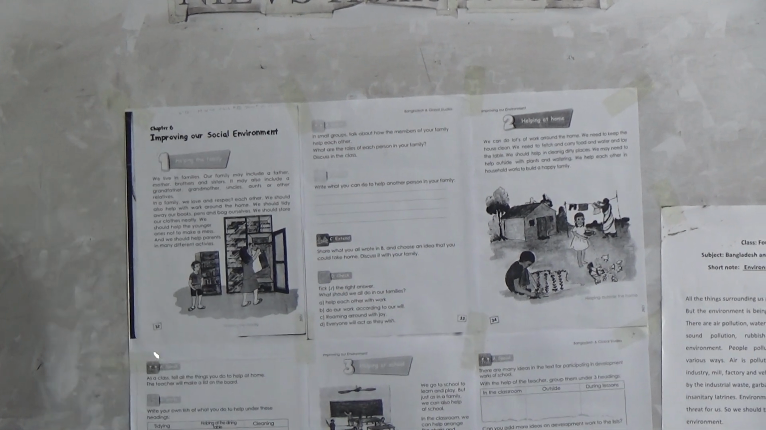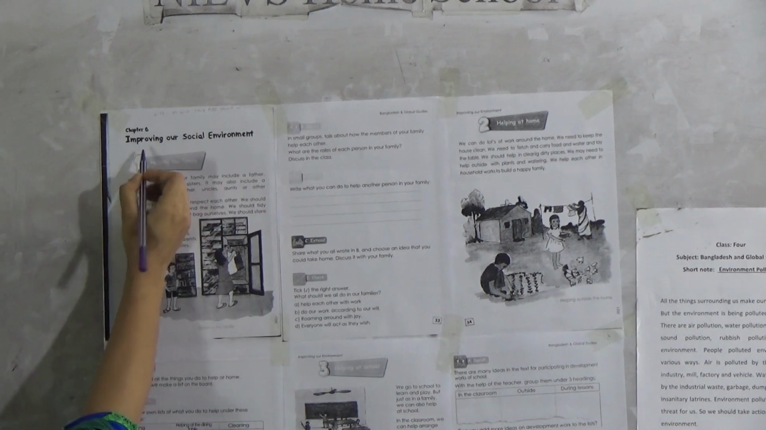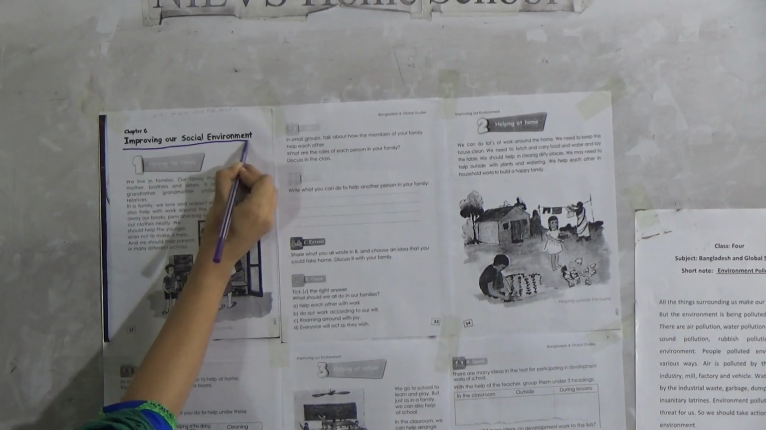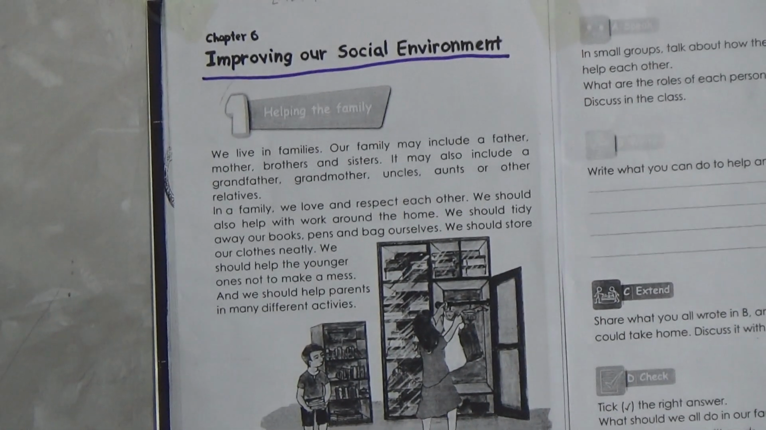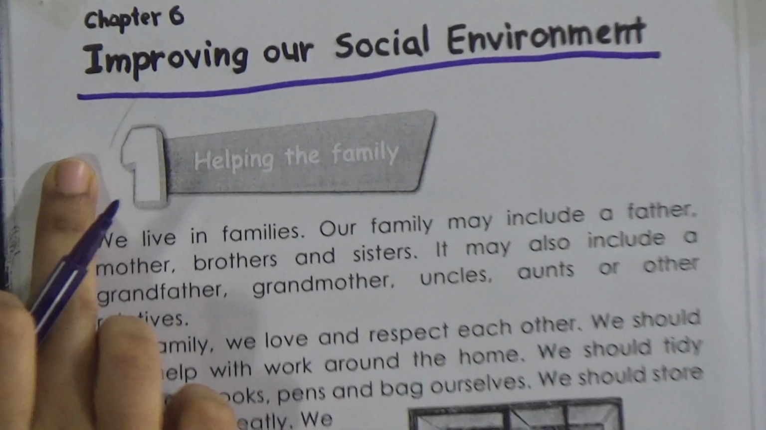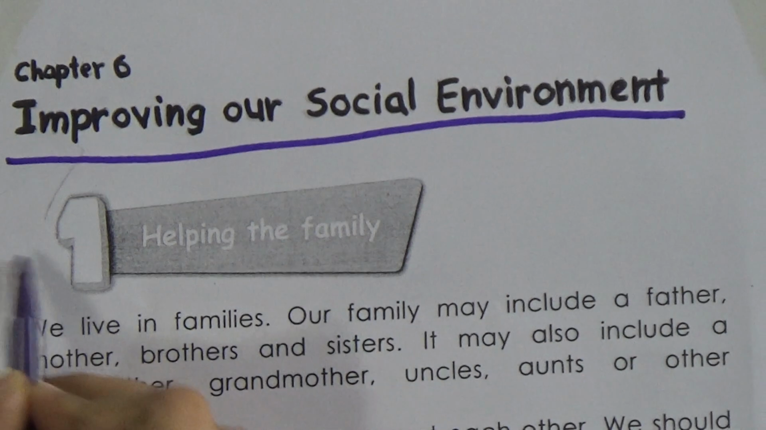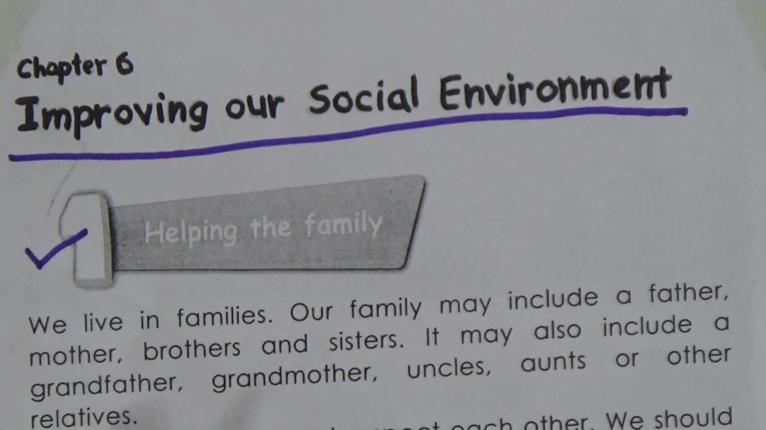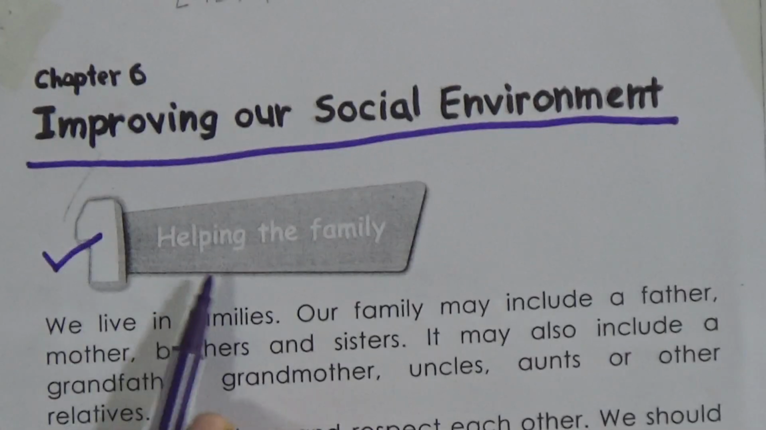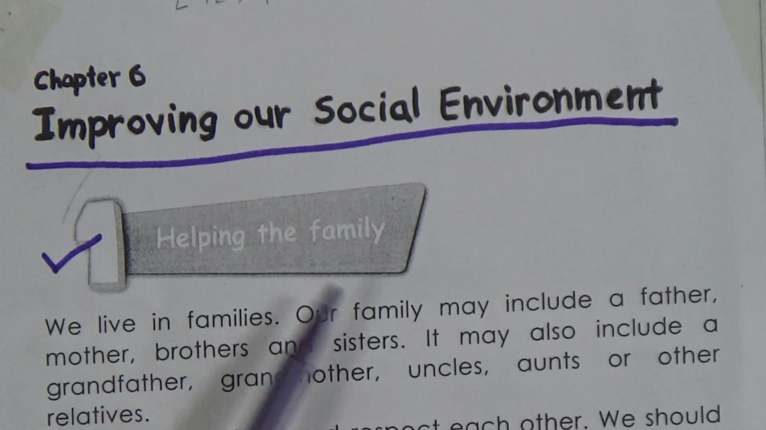Our topic is chapter 6, Improving Our Social Environment. This is the name of the chapter. If you have a book right now, you can open page number 32 and you will find this chapter and lesson 1. The name of lesson 1 is Helping the Family. We all are living in a family, so how can we help the family?